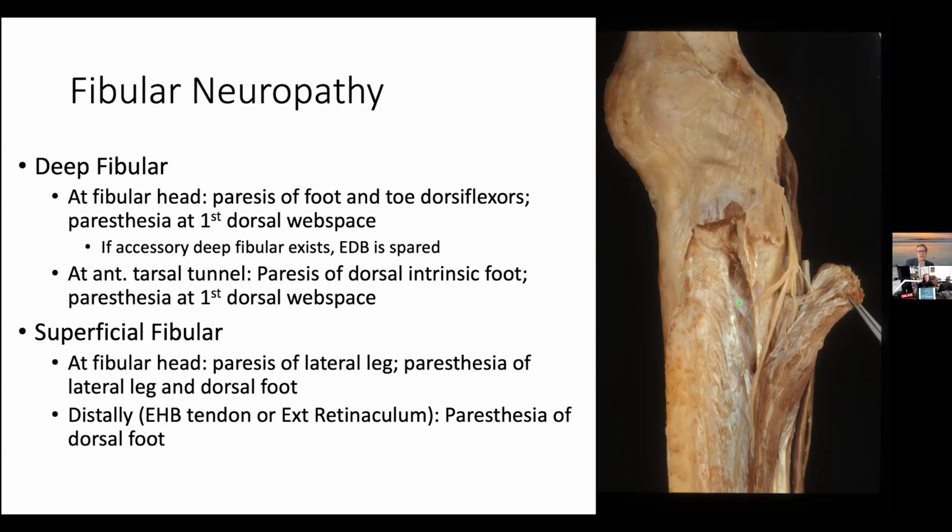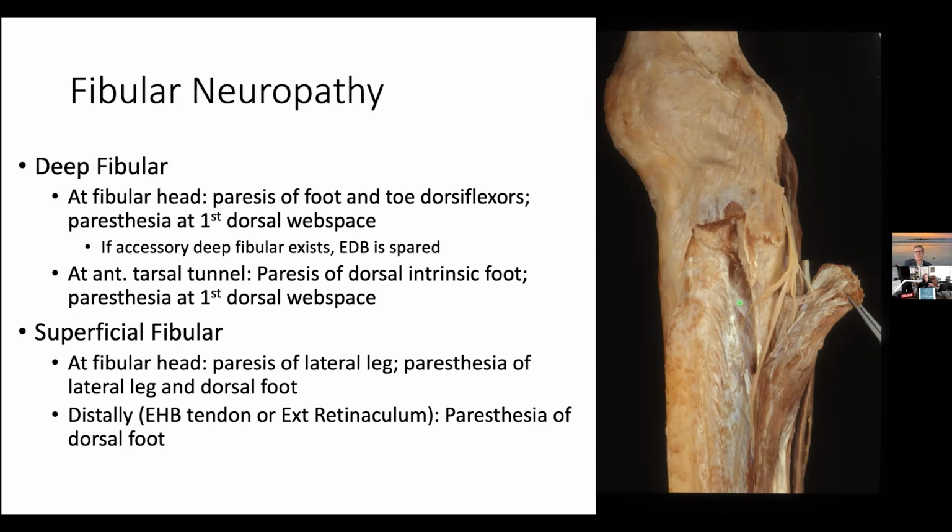And I should point out that in about 12% of the population, we find an accessory deep fibular nerve which branches off the superficial fibular. And that's going to go to the extensor digitorum brevis. So in that case, the extensor digitorum brevis would be spared, and it could actually confuse your diagnosis. So you need to be aware of this variation. It's possible that you have a neuropathy of the deep fibular but no involvement, or at least not discernible involvement, of the extensor digitorum brevis.